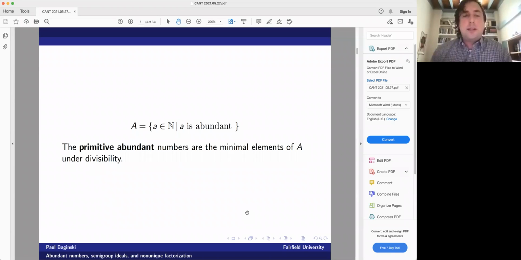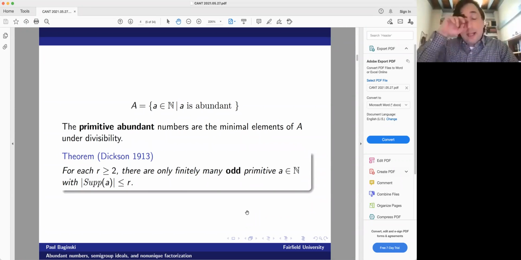Dixon was interested in the smallest abundant numbers. So smallest how? Under divisibility. He called an abundant number primitive if the number is abundant, but no factor of that number is abundant. So these are the smallest abundant numbers under the divisibility relation. And he proved that if you restrict the number of distinct primes that you're working with, say you're working with exactly r distinct primes, then there are only finitely many odd primitive abundant numbers that use that many distinct primes in their support.